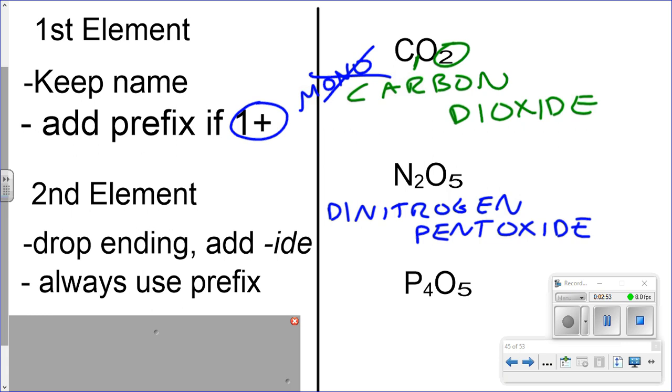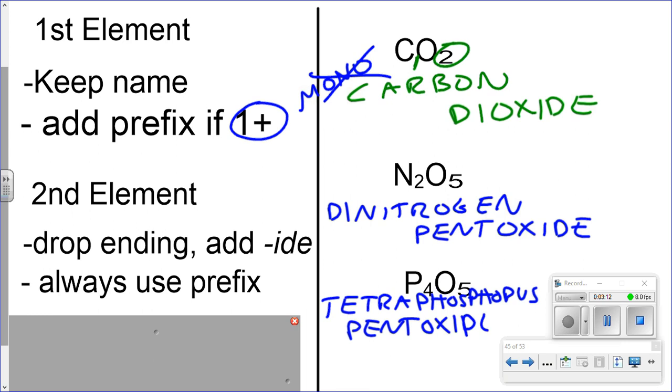And the last example I have of these binary nonmetallic molecular compounds is P4O5. And for this one, this is weird, but it's called tetraphosphorus pentoxide. Okay, and that's it. Okay, so just be careful.